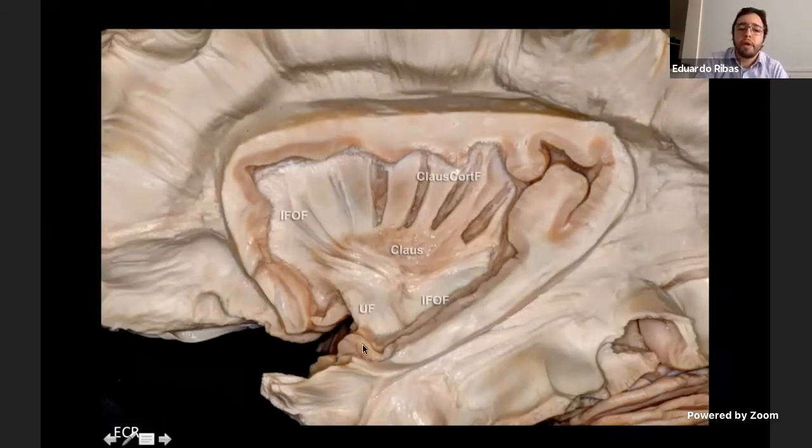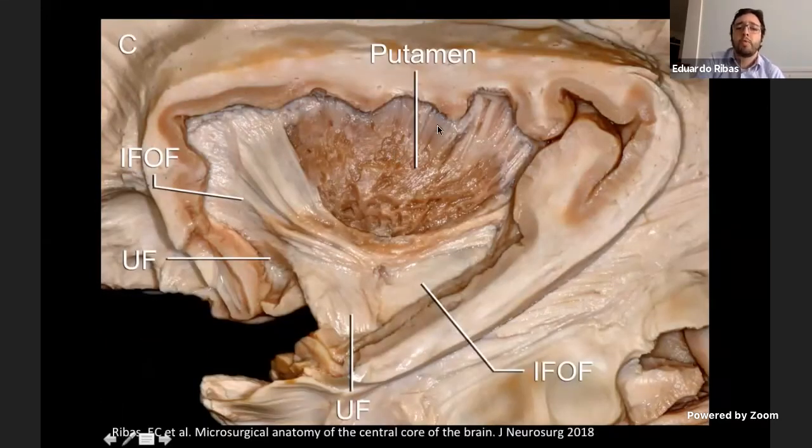And the uncinate fascicle. The uncinate fascicle is right posterior to the limen insulae. The uncinate fascicle will connect together the frontal orbital region to the temporal pole, and it will be the first fibers here. If we remove the claustrocortical fibers, we see the putamen here. The putamen here is more dark. This specimen was frozen, so that's why it's a little bit more dark. We see the structures here, the IFOF and uncinate fascicle.